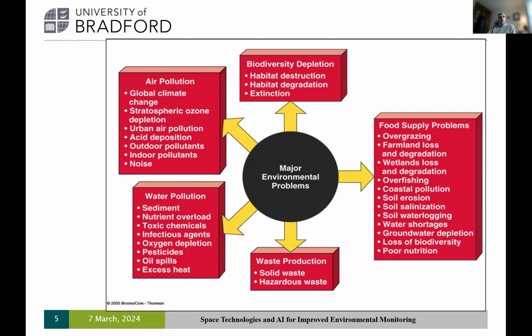That was for air. Pollution also applies to water, where we have oil spills, we have heat, we have sediments, we have nutrient overload, toxic chemicals. Waste production is another source of problems. We have solid waste that's being produced. We have hazardous and sometimes nuclear waste. We have biodiversity depletion. People talk about extinct animals right now, habitat being destroyed, or sometimes being degraded. Food supply problems, and I remember at the time of Corona, there was lots of talk about food supply problems and overgrazing, farmland loss, overfishing, coastal pollution, soil erosion, loss of biodiversity in different parts of the world, and so on.